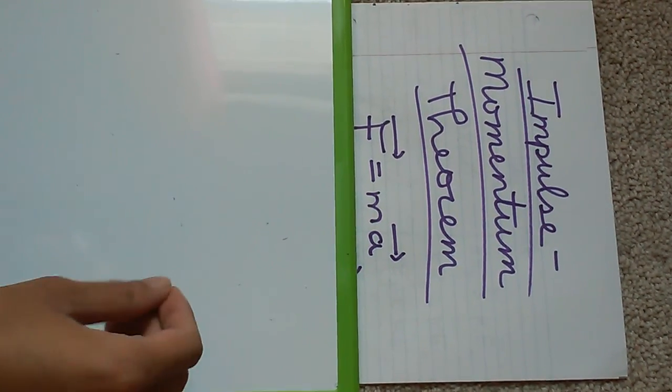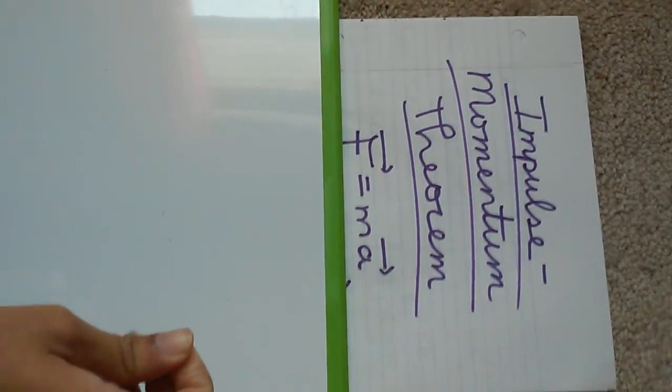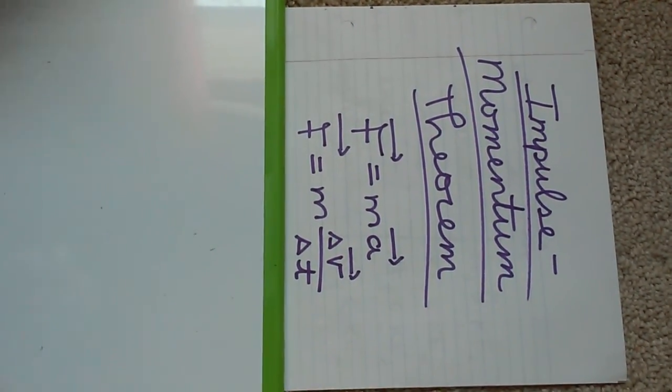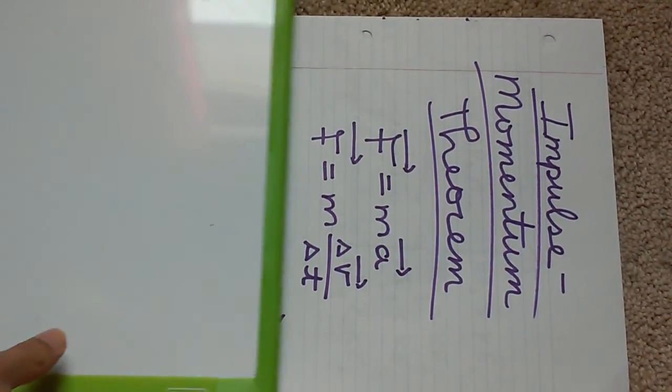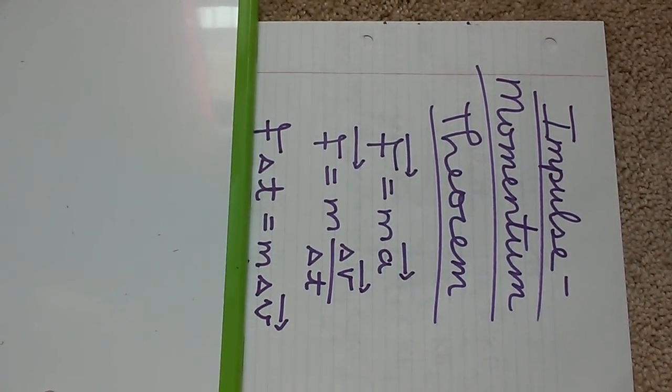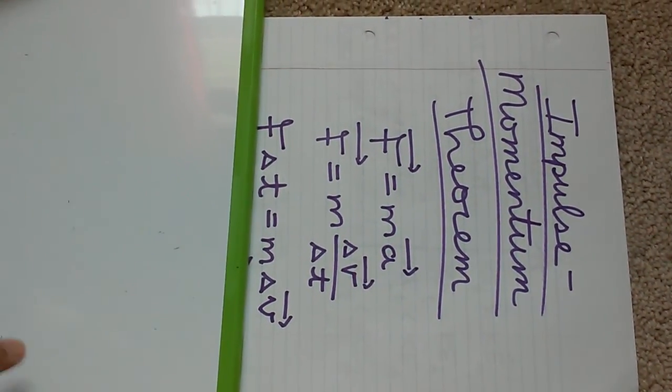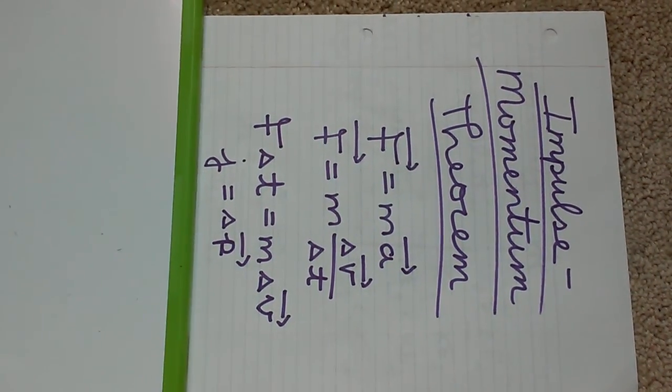So, first of all, the impulse momentum theorem states that the change in momentum of an object is equal to the impulse applied to said object. It actually originates from Newton's second law of motion, F equals ma. If we rewrite acceleration as the change in velocity over the change in time, we get this. Now let's multiply by the change in time to get this equation, and that is actually the theorem. F delta t equals m delta v, or J equals delta p.